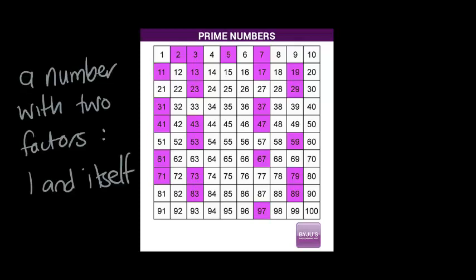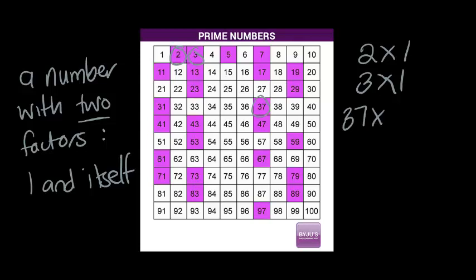A prime number is a number that has exactly two factors. Those factors are 1 and itself. Let's start with 2. If I factorize 2, I will say 2 times 1. That is the only multiplication sum that gives me 2. In the same way, the only way to get 3 would be 3 times 1, or 1 times 3. The only way for me to get 37 is 37 times 1. There is no other multiplication sum that allows me to get 37, or any of these purple numbers.